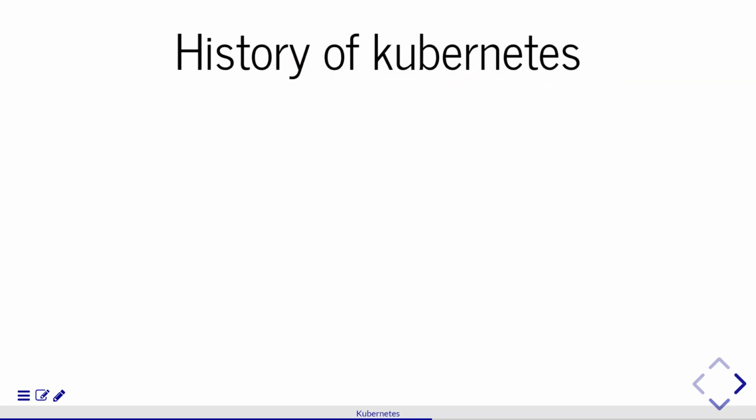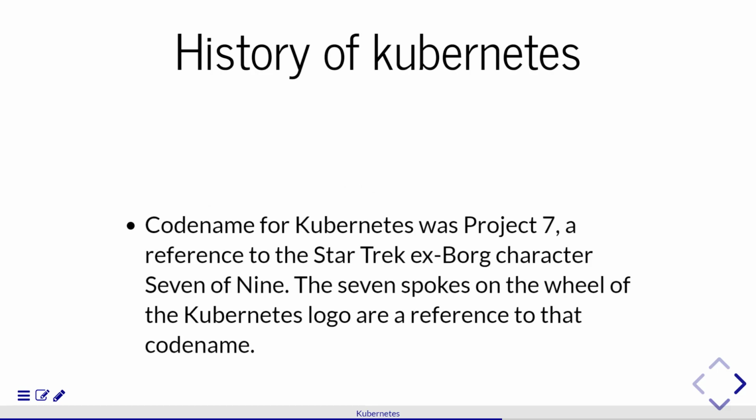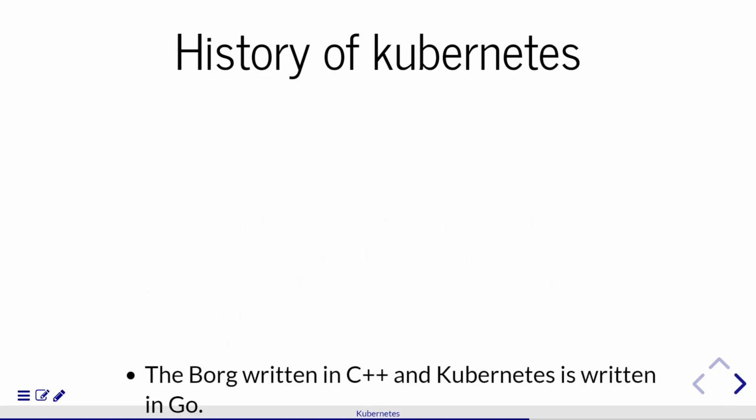Let's also look at the history of Kubernetes. It was originally designed by Google, however, it's currently being maintained by CNCF. It is heavily influenced by the Google Borg system, which is a cluster manager. And the code name for Kubernetes was actually Project 7 when it was created in Google. It is actually a reference to the Star Trek character, 7 of 9. Even the logo of Kubernetes is derived from the code name, Project 7, because it's got 7 spokes on the wheel. Borg was written in C++, whereas Kubernetes is currently written in the Go language. That's about the history of Kubernetes.